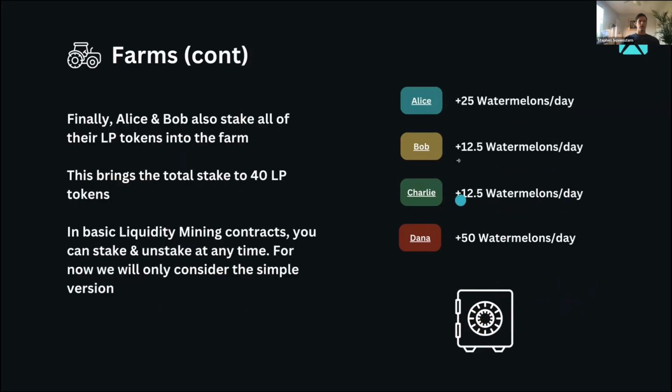And everyone will be getting their pro rata share of the daily rewards, equal to the amount that they actually put into the farms. In basic liquidity mining campaigns, and there's so much opportunity for variation here, you can usually stake and unstake at any point in time.